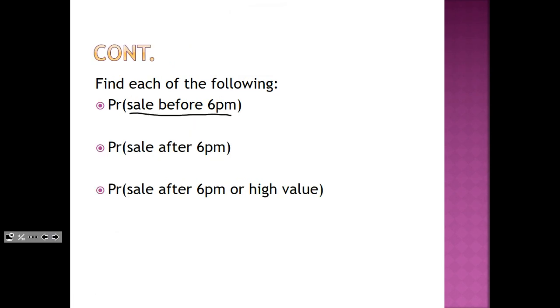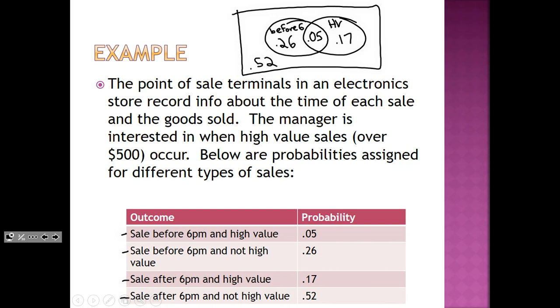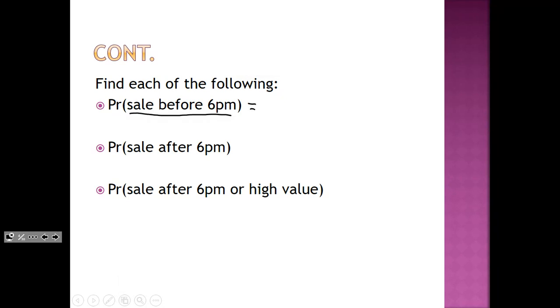The probability of a sale before 6: that's just everything in that before 6 circle. So that's the 0.26 plus 0.05, which would be 0.31. Okay, the probability of a sale after 6: that's everything outside of that circle, which is just the complement. So 1 minus 0.31, or you can just count up everything outside that circle. Okay, so 0.69.